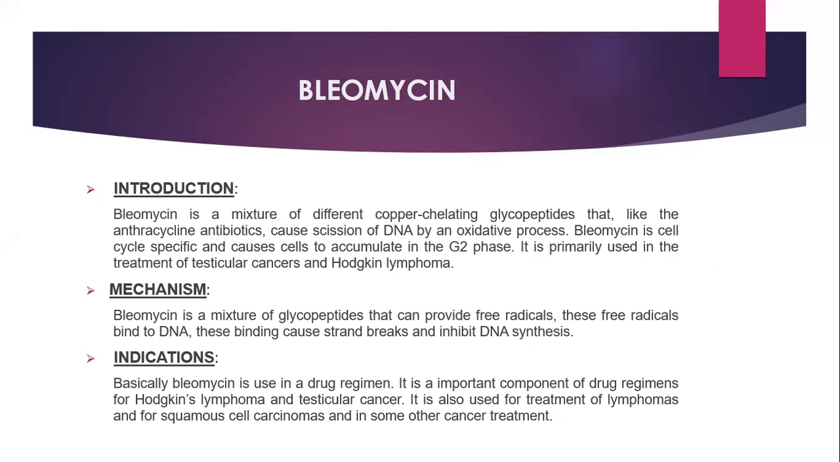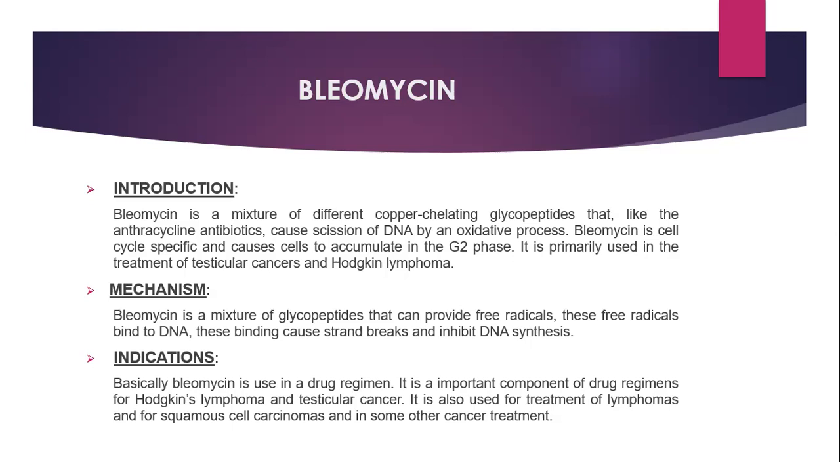Basically, bleomycin is a glycopeptide that is used to inhibit DNA synthesis, and this occurs in the G2 phase. They basically cause the cessation of the DNA by an oxidative process. Bleomycin is cell cycle specific and causes the cells to accumulate in the G2 phase. It means that they are cycle specific and can accumulate only in the G2 phase and inhibit DNA synthesis. So what is the primary use? Primarily it is used in Hodgkin lymphoma as well as in testicular cancers.